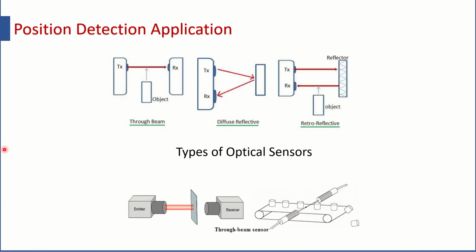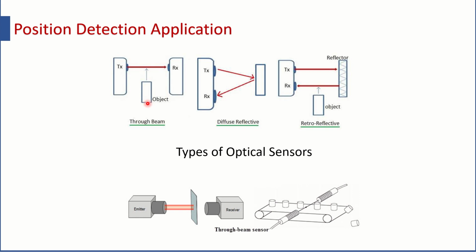Now, so far as position detection application is concerned, we also apply several types of optical sensors. If we want to classify the optical sensors, then they are primarily of three types. One is the through beam sensor, the other one is the diffuse reflective sensor, and the third one is the retro reflective sensor. Now you can see, as the diagram suggests, they are very easy to understand.